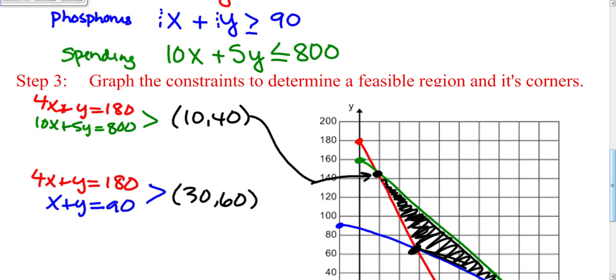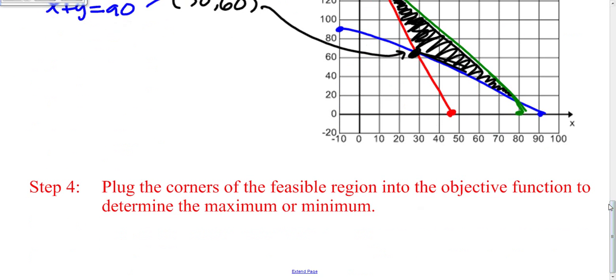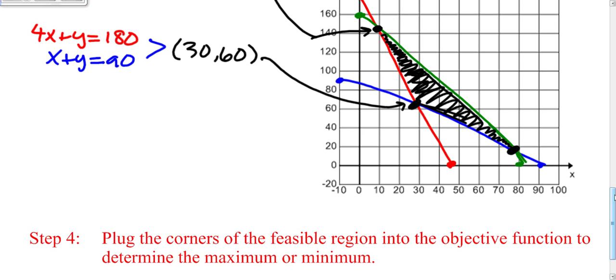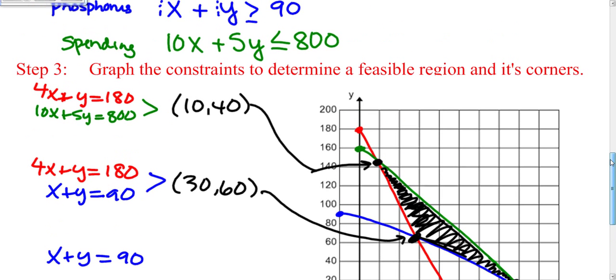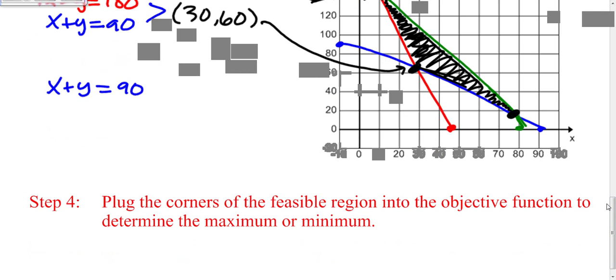You can see mine's a little off because I didn't graph real accurately, but that's the point, 30, 60. And then the last one would be this one right here, which is the blue and the green line. That means I'm going to solve the system, x plus y equals 90 and 10x plus 5y equals 800. All right, I will figure out where they intersect.